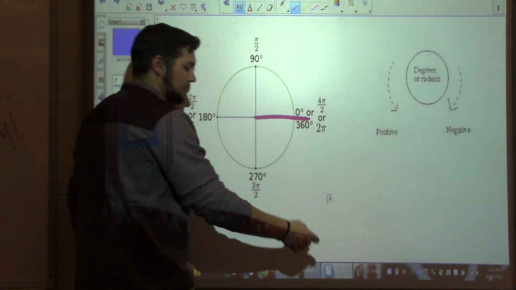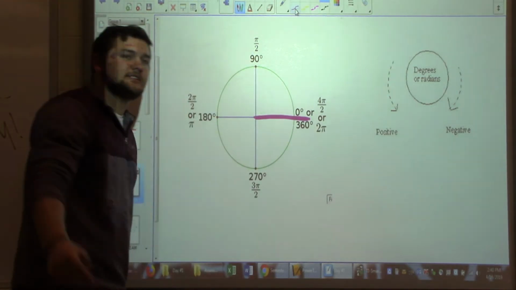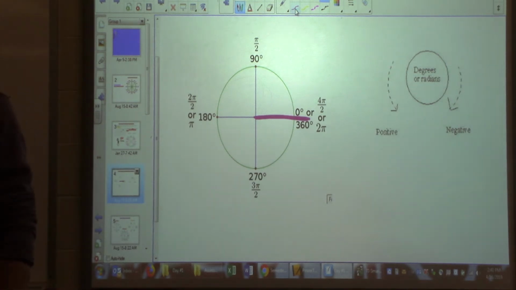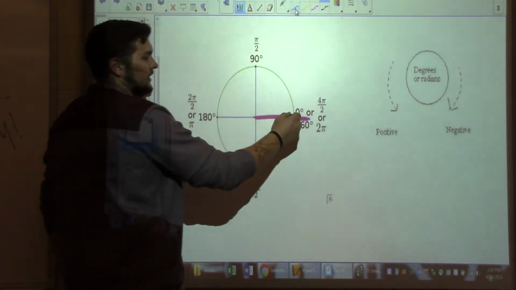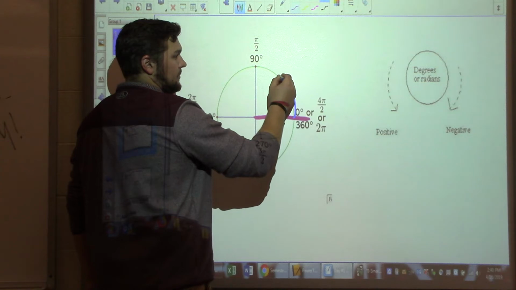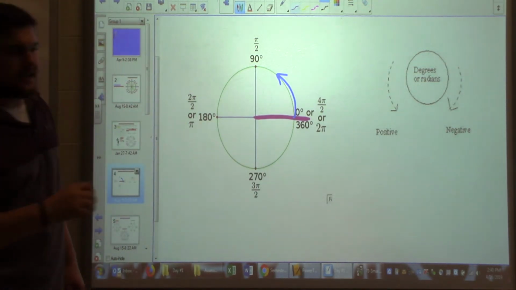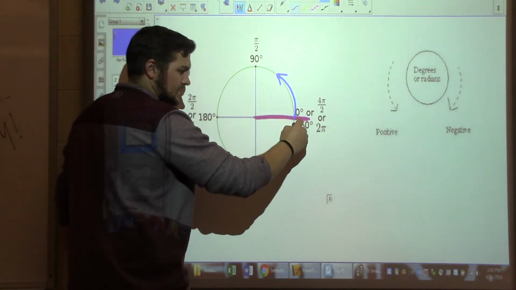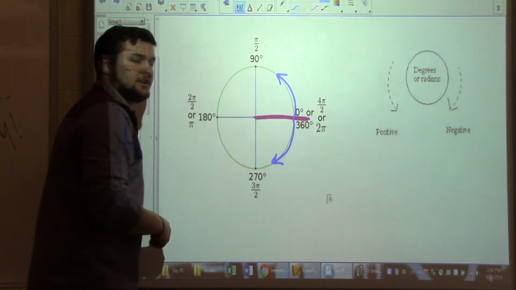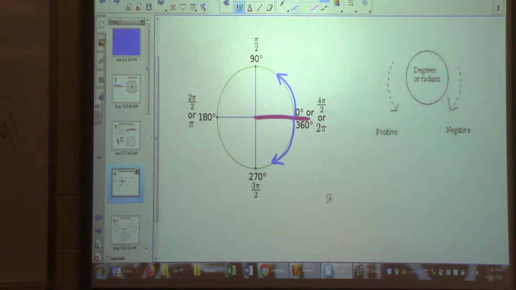If I ask you to go positive value, so a positive degree measure or a positive radian measure, that means you're going from 0 and you're going up along our circle. If it's a negative degree measure, it's going down from 0. So we're going backwards. Positive goes up, negative goes down. Okay?